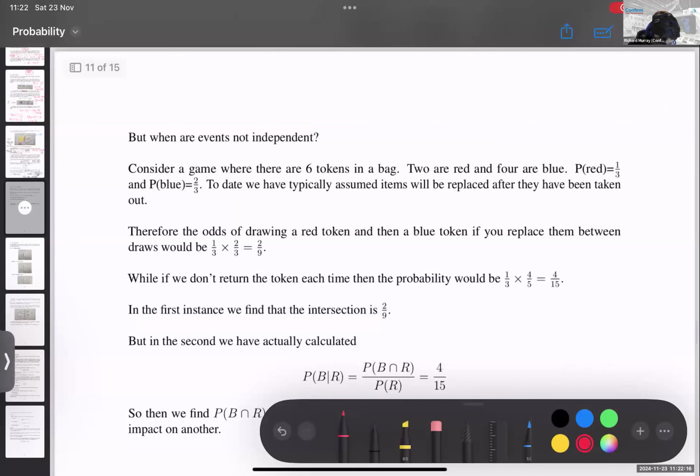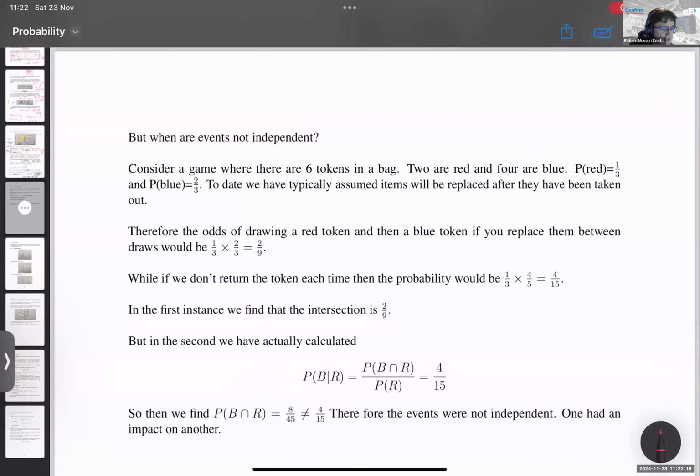So, but when are events not independent? Most of the time, a lot of the situations that we deal with are going to be independent events, because if we're using things in games, a lot of the time we use independent events deliberately to make sure that when you have a go and I have a go, things are going to be equivalent.